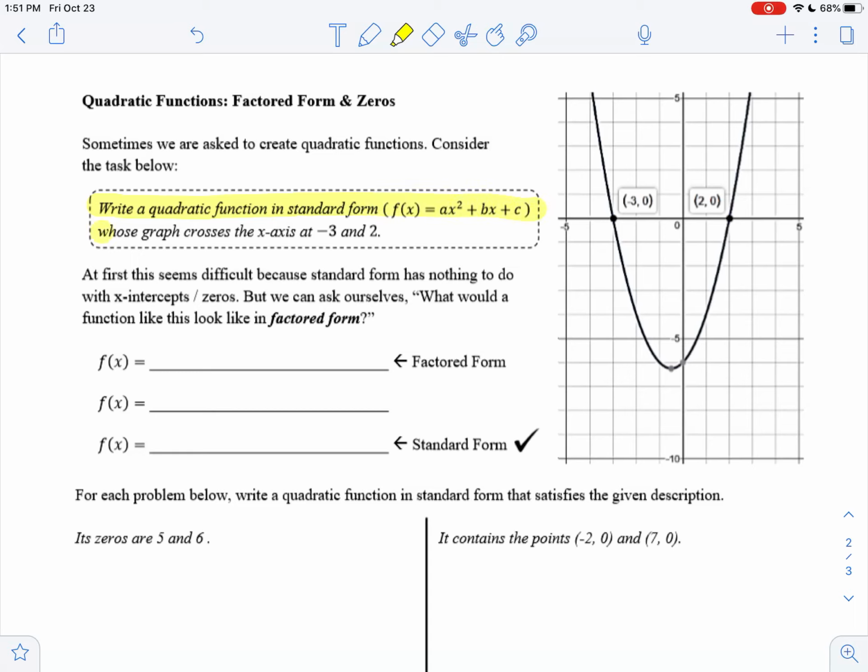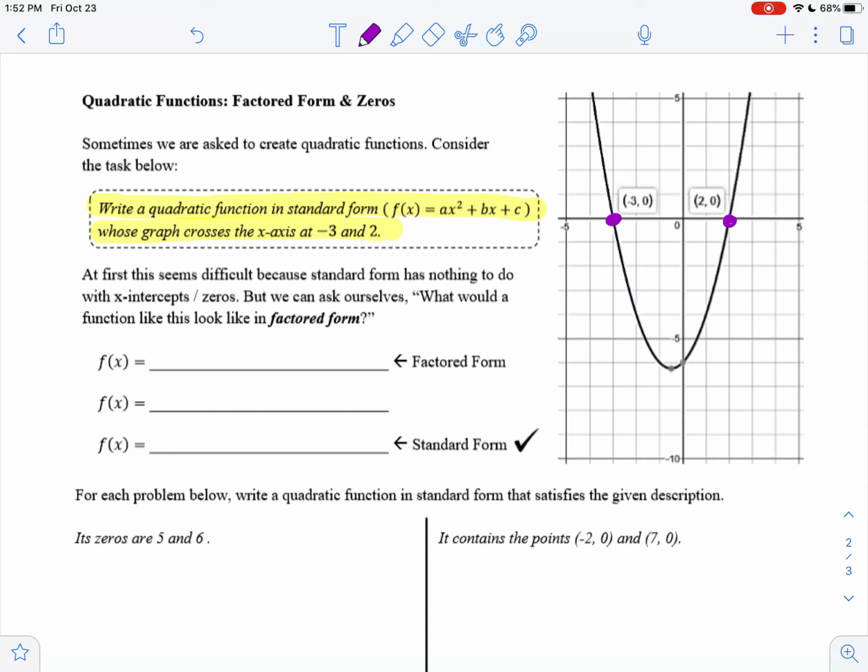Okay, so sometimes we're asked to create a quadratic function. Write a quadratic function in standard form, that's ax squared plus bx plus c, whose graph crosses the axis at -3 and 2. That's really all you're going to need to write a quadratic function. At first this seems difficult because standard form has nothing to do with x-intercepts or zeros, you might think, but we could get this into factored form.